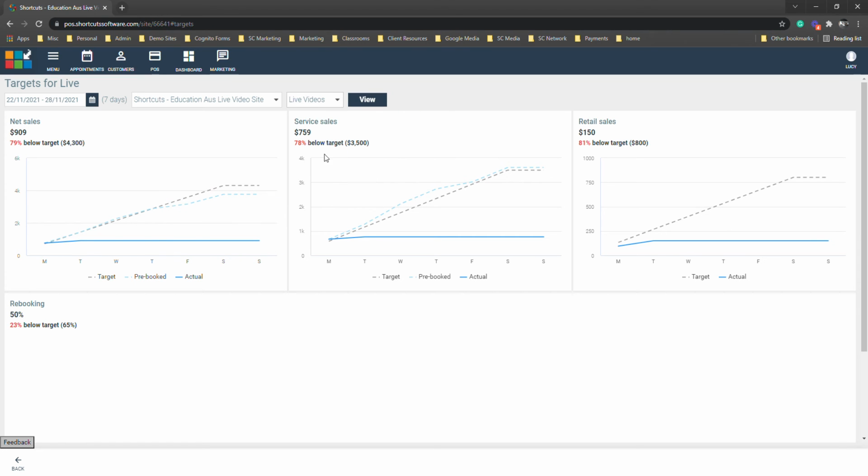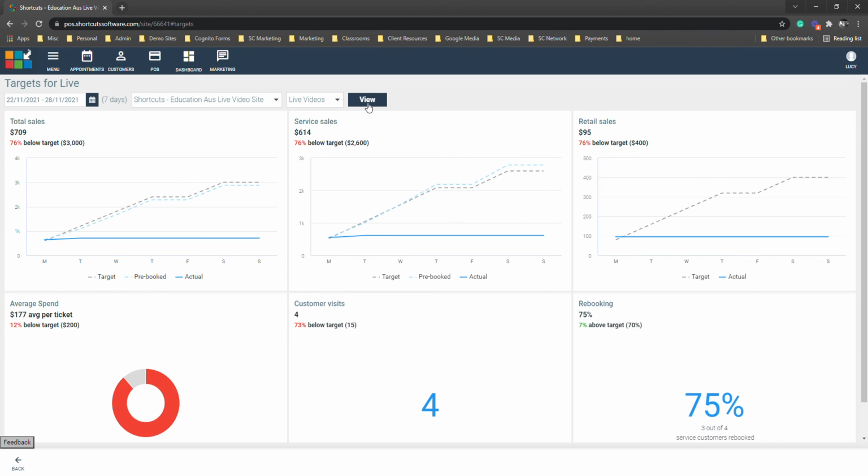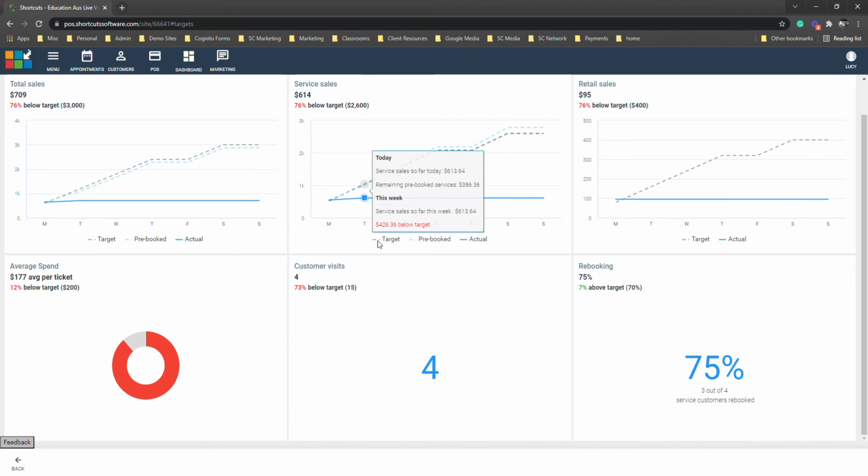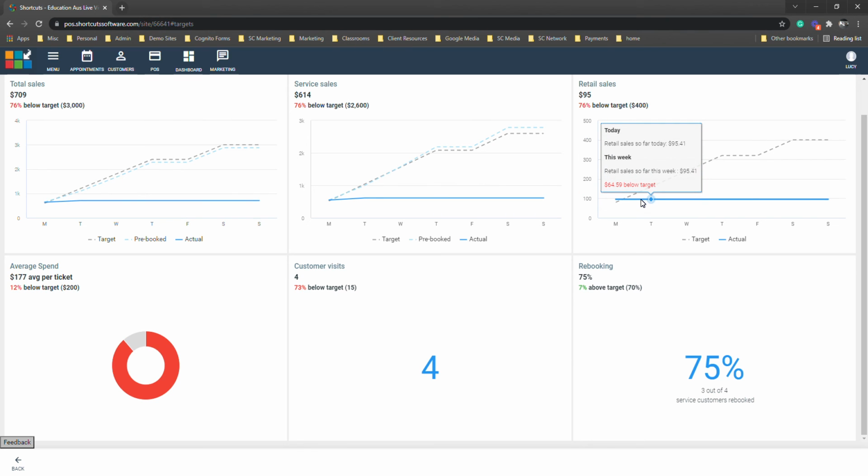We're going to have a look at Lucy first. So then we select and go to view. Because we put in 6 KPIs for Lucy, you can see we've got a couple of extra ones down here at the bottom. Now, the only one that's not going to be in real time is your customer visits, a little bit like your retail sales. So you can see how you're going at the moment, but you're not really going to know whether you hit it until you actually get to Saturday. Same here with your customer visits.